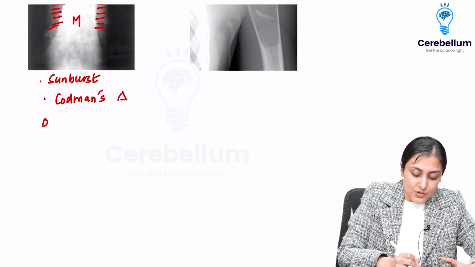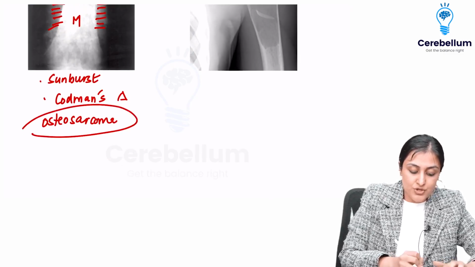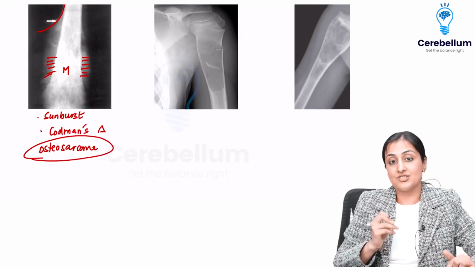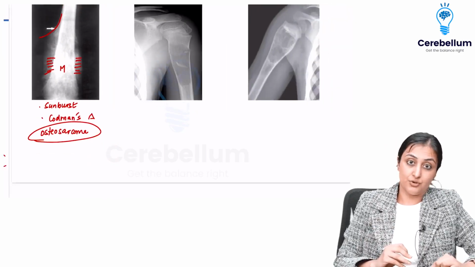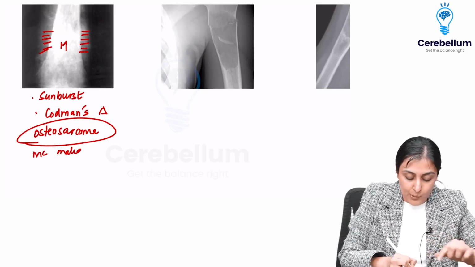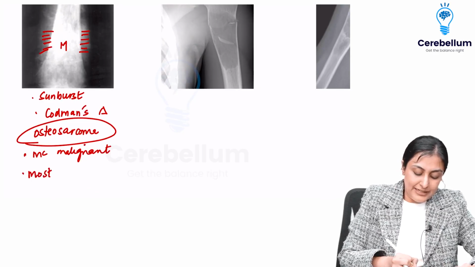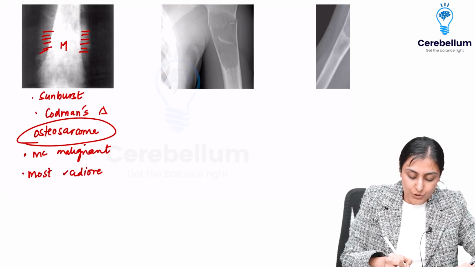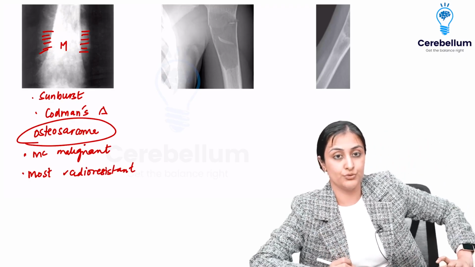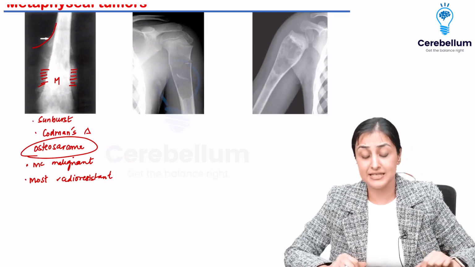So what is the diagnosis? This is osteosarcoma. So osteosarcoma, you will see sunburst periosteal reaction, Codman's triangle. This is osteosarcoma, the most common malignant primary bone tumor here. This is the most radio-resistant bone tumor. So this is the most common radio-resistant bone tumor, right? So this is osteosarcoma.